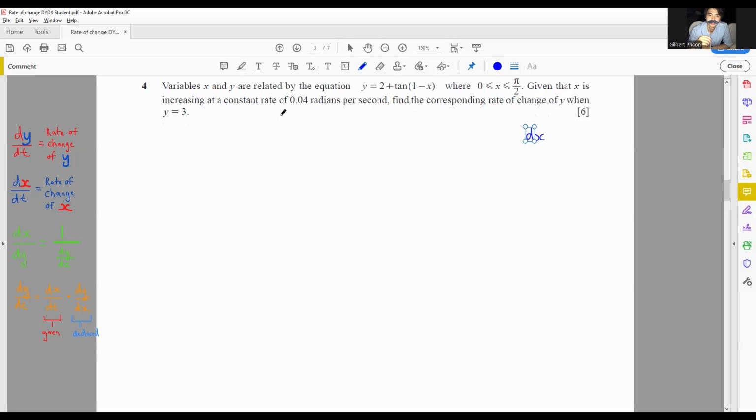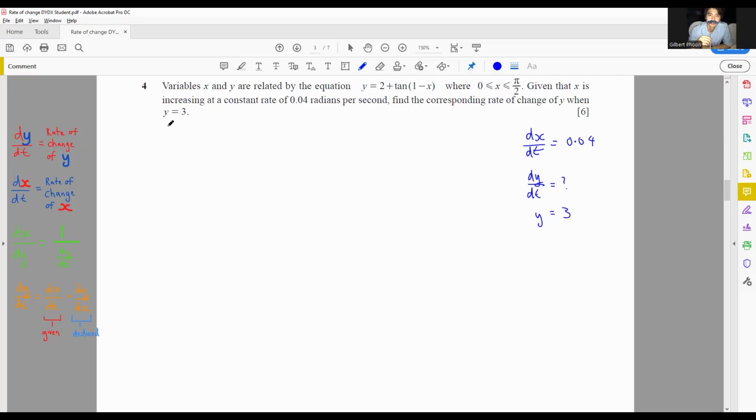The rate of change is 0.04 per second, so dx over dt is 0.04. Find the corresponding rate of change of y. You're looking for dy over dt. This is the question when y is equal to 3. Now, sometimes in this question they'll give you when y is equal to 3, but you will soon realize that you can't do much with this other than finding out what the x value will be. Usually, you would have to find the x value if they've given you the y.